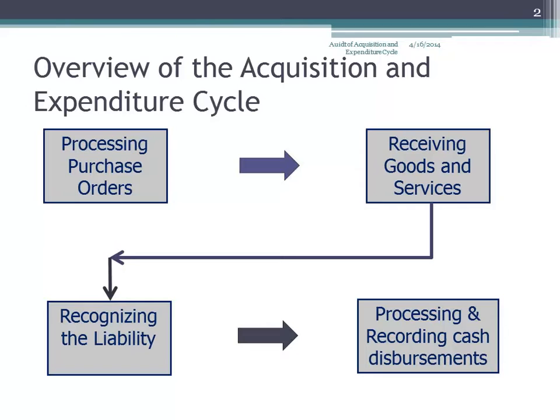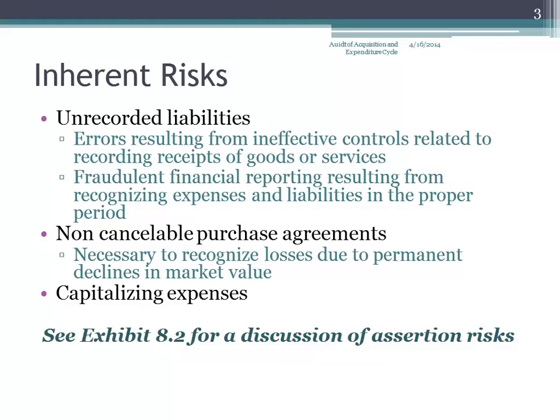Some of the inherent risk associated with the acquisition and expenditure cycle, your concern here is an understatement of liabilities. So if your concern is an understatement of liabilities, which assertion do you think takes on greater importance? If you're concerned about understatement, John? Exactly, right? Because remember what we said, occurrence is concerned with overstatement, and completeness is concerned with understatement.